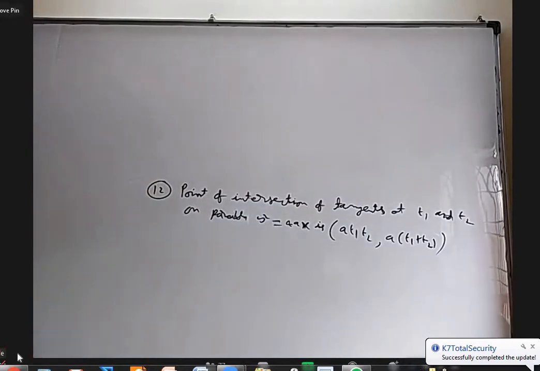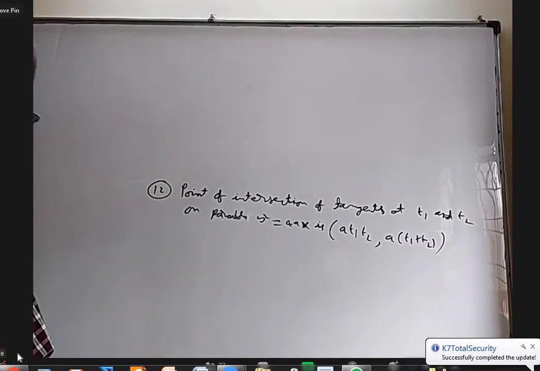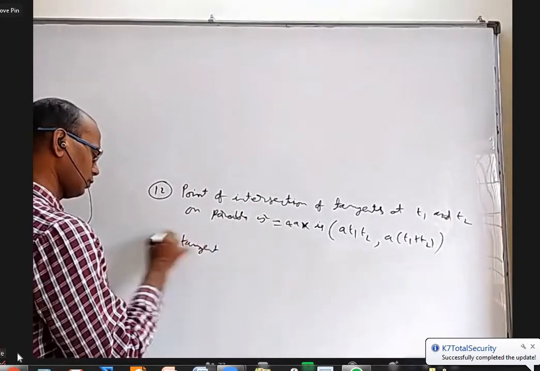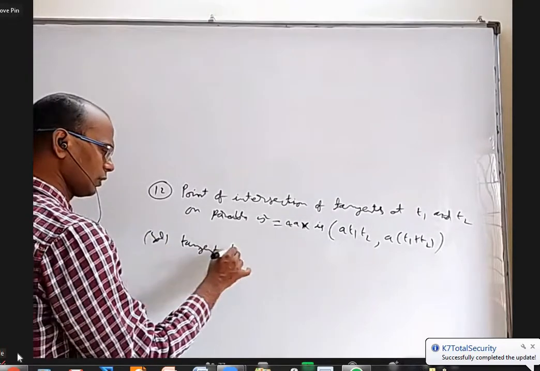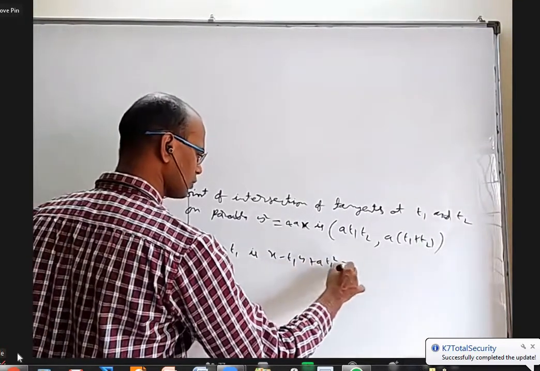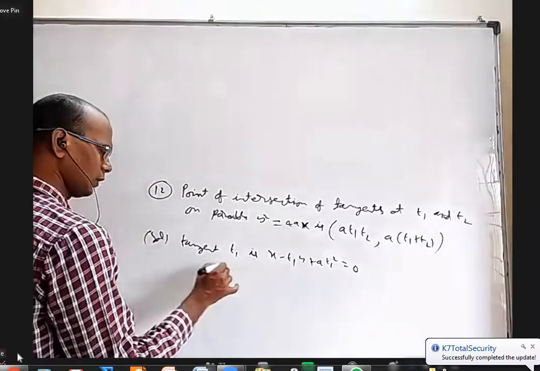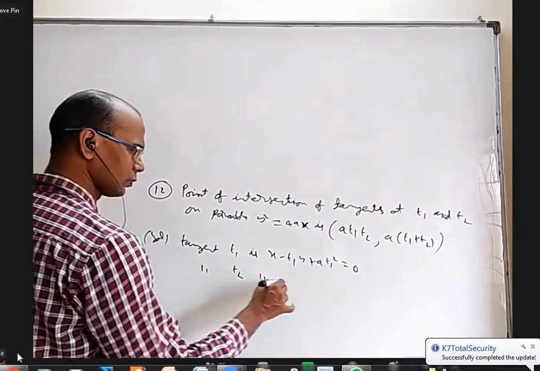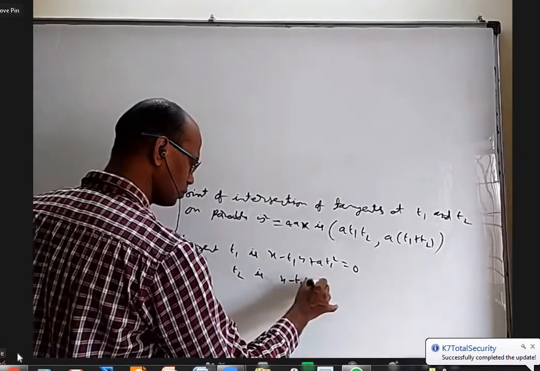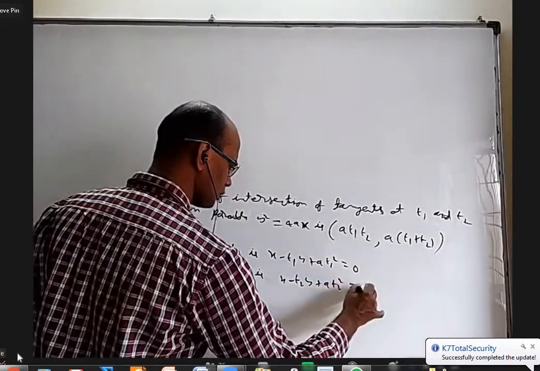All these are formulas that we are deriving. We use them very often in many questions. Okay, this time we are trying to derive them. Tangent at T1 is x minus T1y plus A T1 square equal to 0. Similarly, tangent at T2 is x minus T2y plus A T2 square equal to 0.